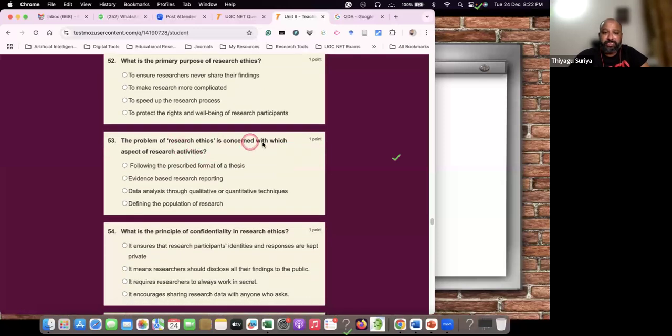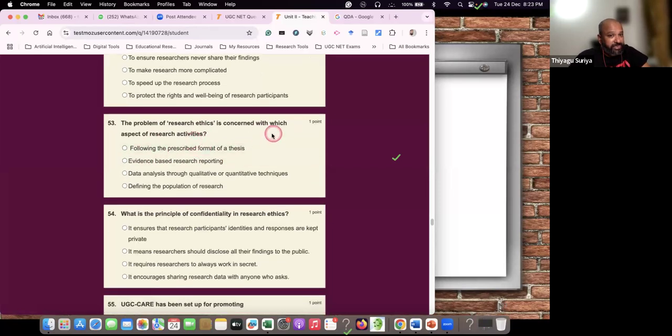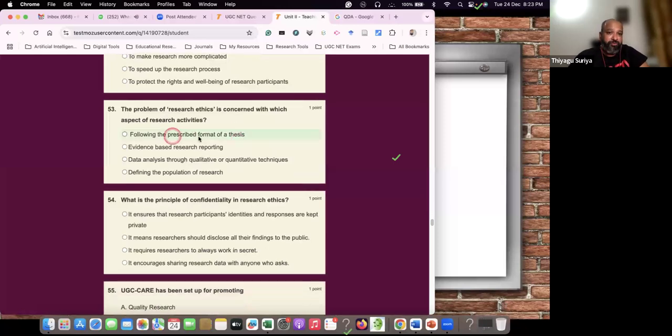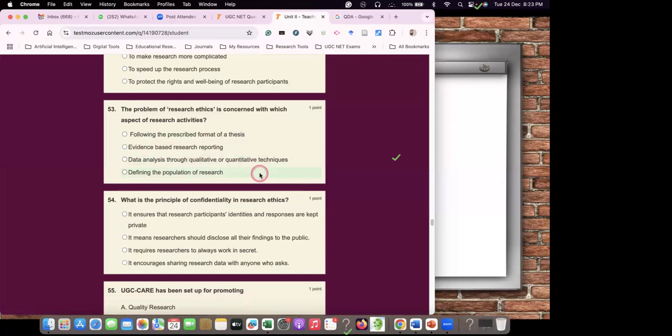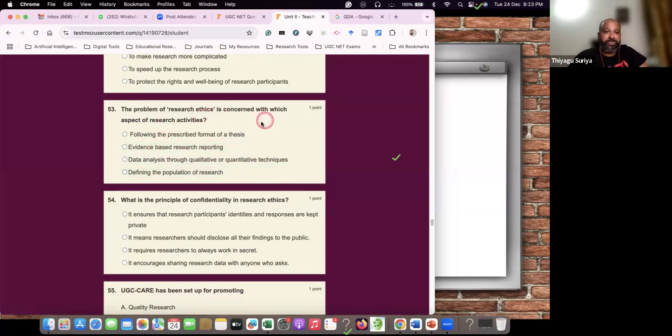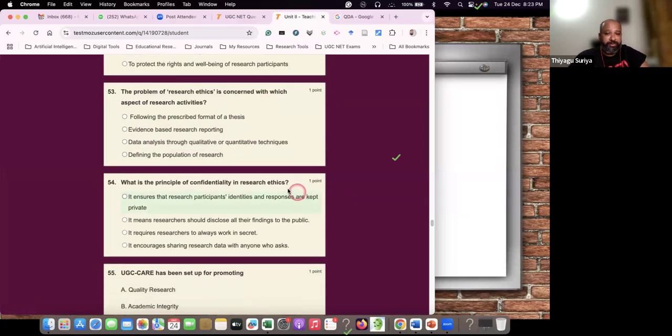The problem of research ethics is concerned with which aspect of research activities? Follow the prescribed format of thesis, evidence-based research reporting, data analysis with qualitative and quantitative techniques, define the population of research. Evidence-based research reporting. The problem of research ethics is concerned with evidence-based reporting.